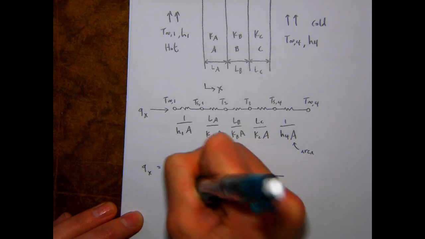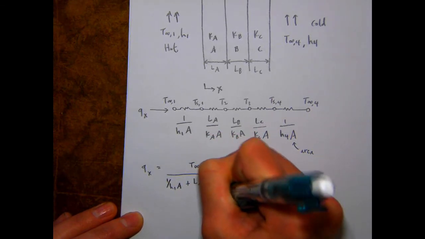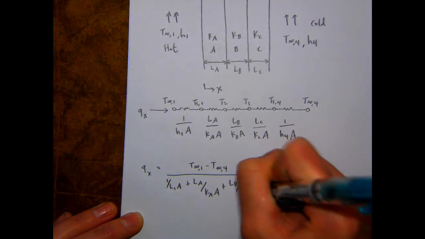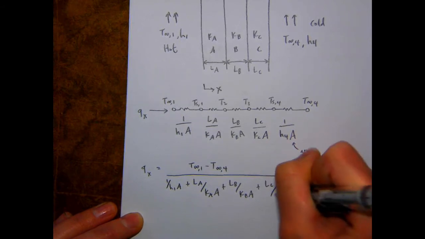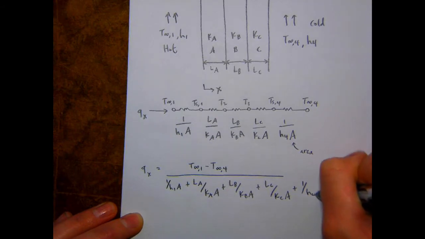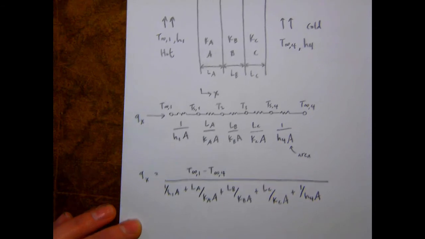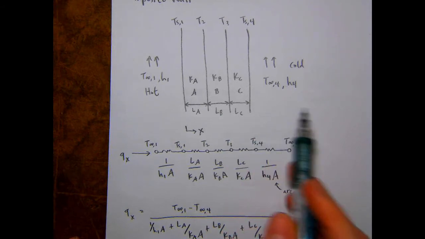1 over H1A plus LA over KAA plus LB over KBA. Same for C. And then convection. And you could do this for as many different components as you wanted, right? We could add like 5 more different materials in there.